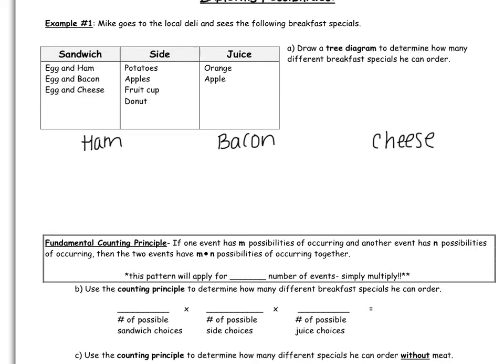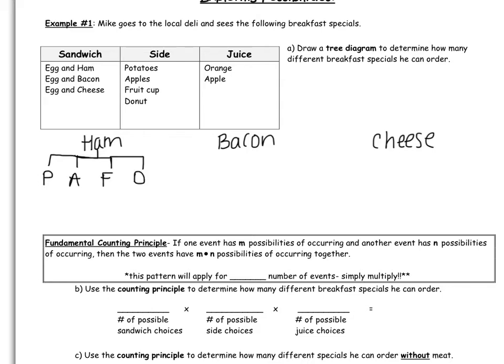Now what could he get? Say he decided to choose ham. He could get eggs with ham and a side of potatoes, or eggs and ham with a side of apples, eggs and ham with a side of fruit, eggs and ham with a side of donut. So those are all possibilities. So for each ham sandwich choice, he's going to have 4 possible sides. So 1, 2, 3, 4. P for potatoes, A for apple, fruit cup, and donut.